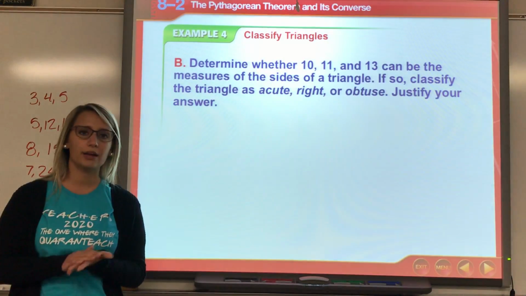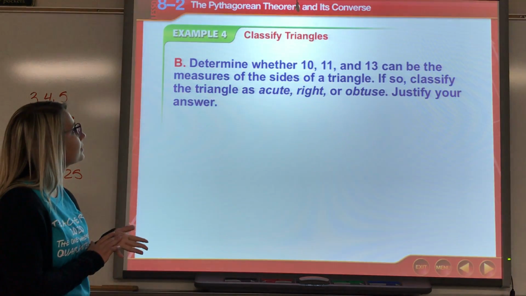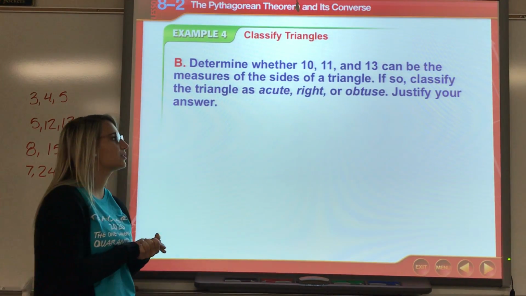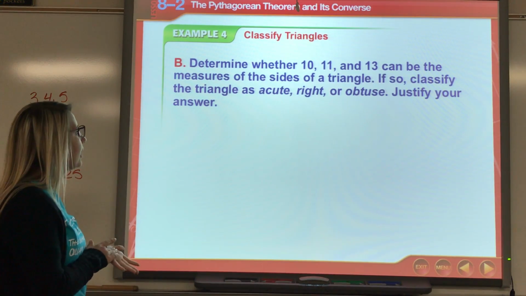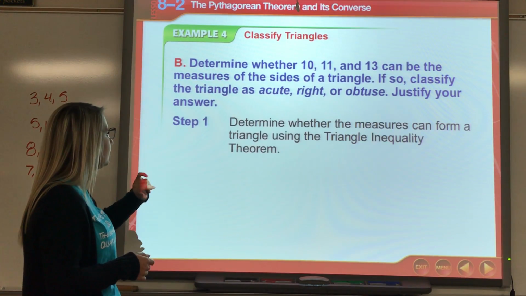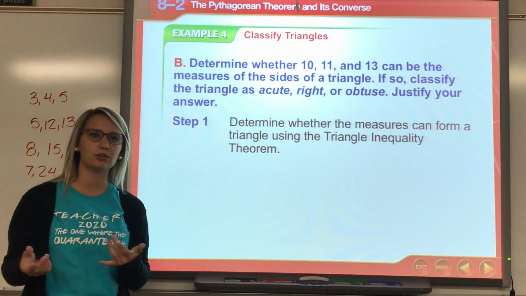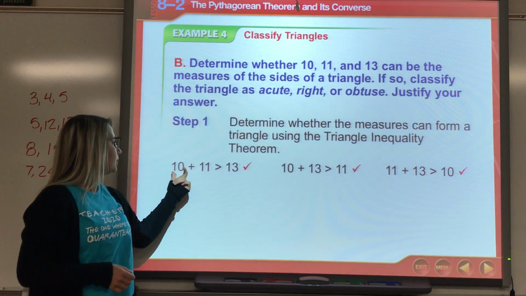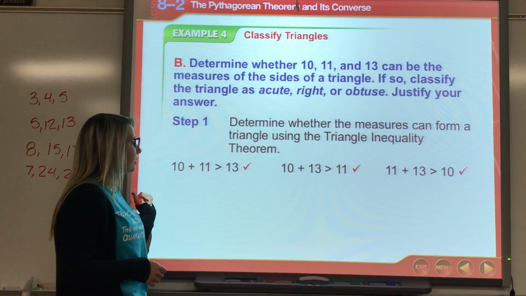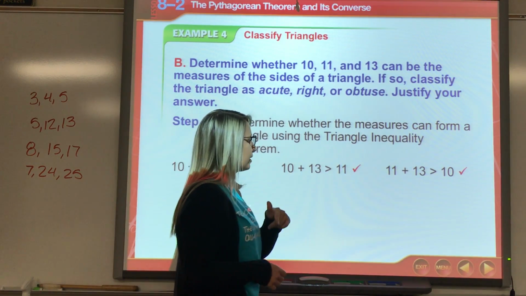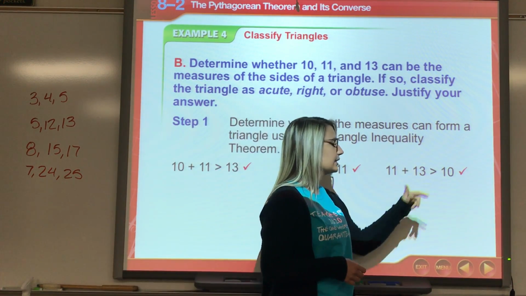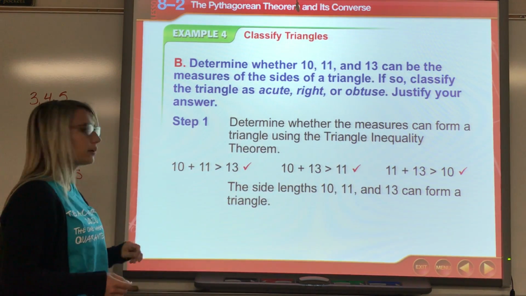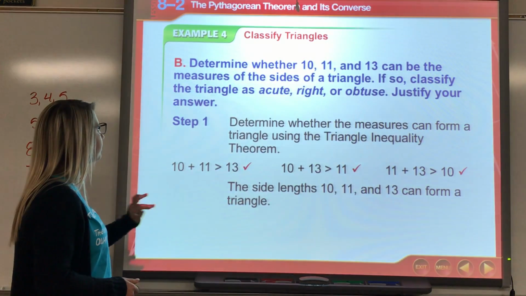Okay, now we're going to try another one. So now we have side lengths 10, 11, and 13. Can these be the sides of a triangle? If so, classify the triangle as acute, right, or obtuse. So step 1, we're going to check those sides. So when we do that, we have 10 and 11 is greater than 13, 10 and 13 is greater than 11, and 11 and 13 is greater than 10. So we're just checking those sides. So those look good. They can form a triangle.